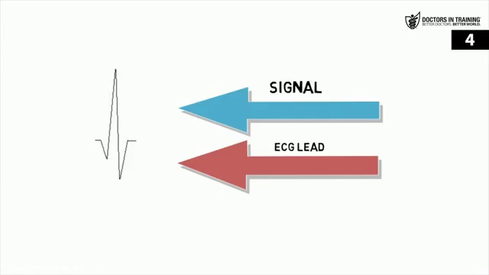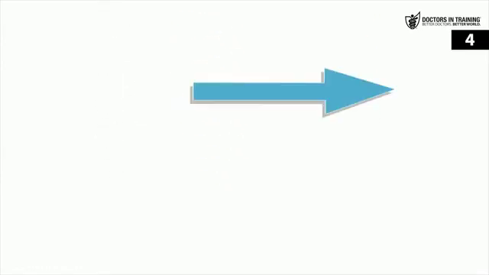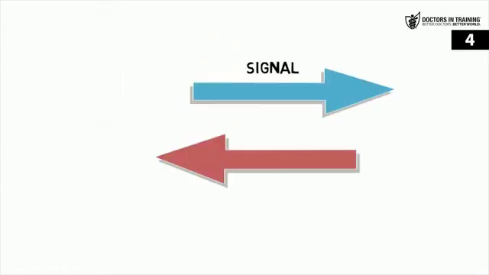A positive deflection means that you'll see more of the QRS above the line than below the line. Conversely, if the signal is moving away or in the opposite direction as the lead, then the ECG will show a negative deflection, meaning that you would see the QRS below the line.